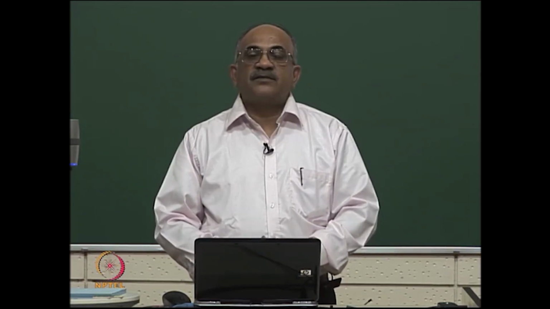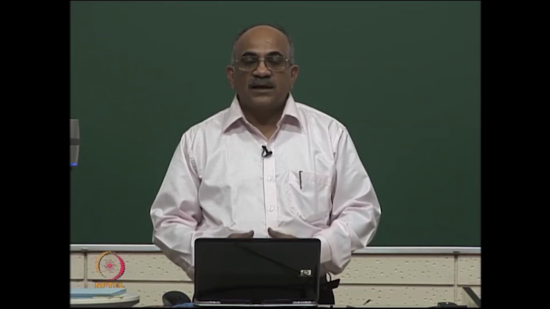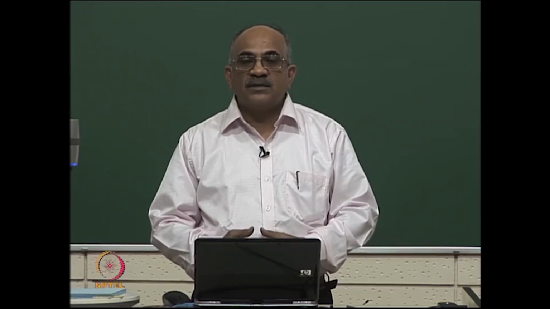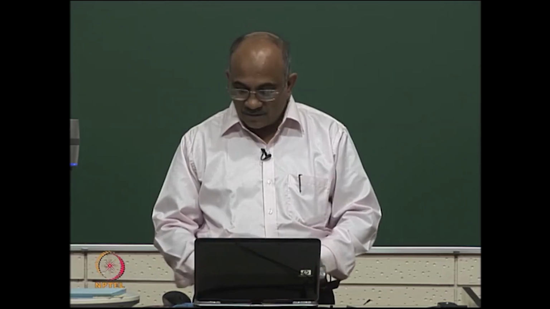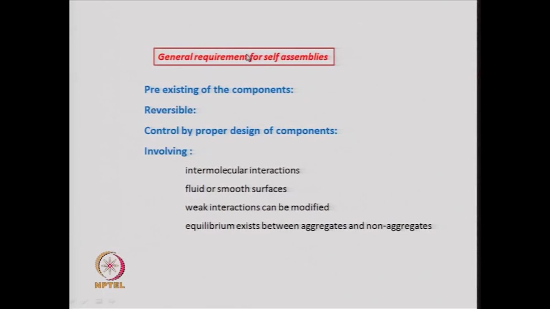So, all these different kinds of interactions, all or some of them, can bring about self assembly in a particular system. Now, the requirements for self assembly. So, you must have the components. If you want to bring two parts together, you must have those two parts, and once you bring them together, they can join. So, you must have the components with you.